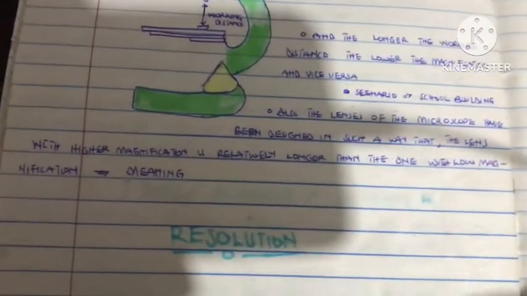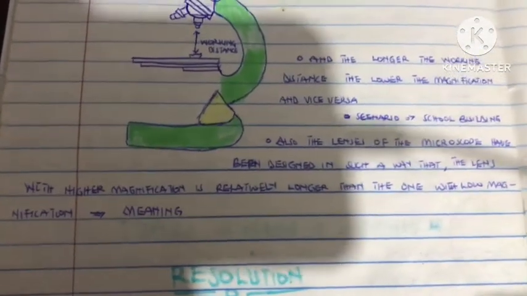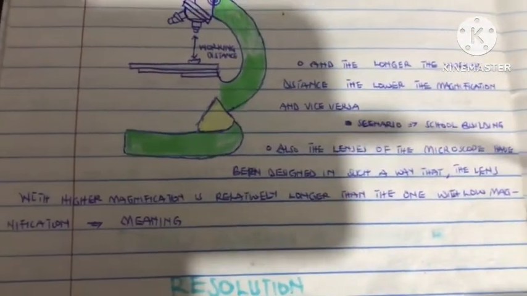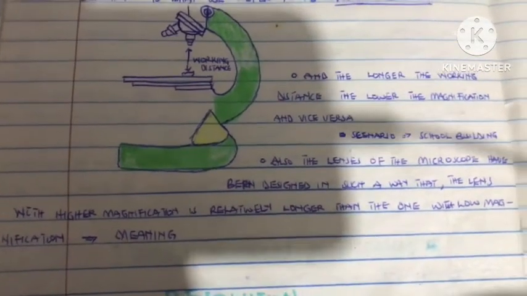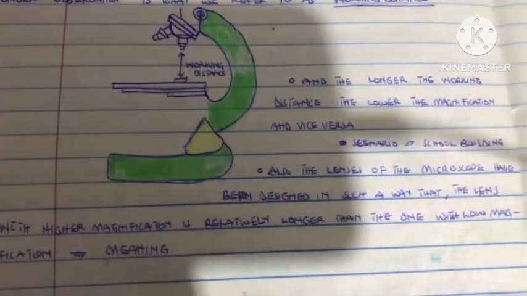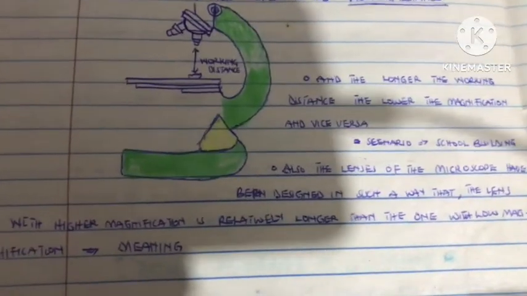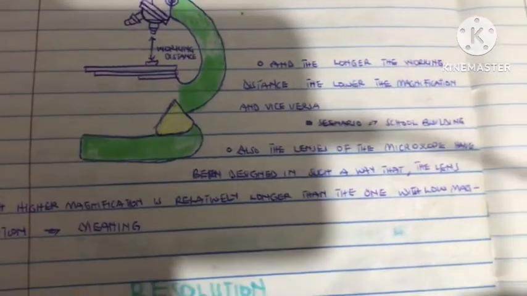Our next topic will be on resolution. That will be in our next lecture. And I'll also talk about the types of the microscope, where I'll talk about simple microscope and also compound microscope, the defects of simple microscope. Hope you understand.